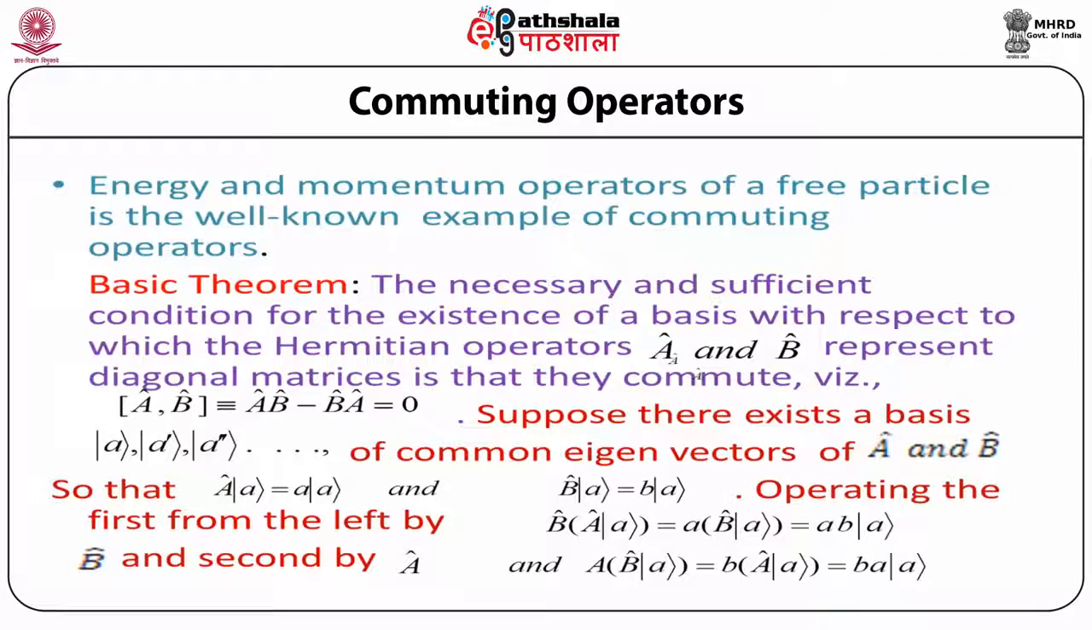Now, operating the first from the left by operator B and the second by operator A, we see that B acting on A acting on ket |a> is equal to a times B acting on ket |a>, which is equal to ab times ket |a>, where a and b are the eigenvalues corresponding to operators A and B respectively. And similarly, A acting on within brackets B acting on ket |a> is equal to b times A acting on ket |a>, which is equal to ba times ket |a>, where b and a correspond to the eigenvalues of operator B and operator A respectively.